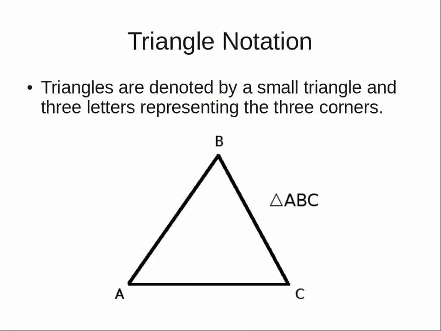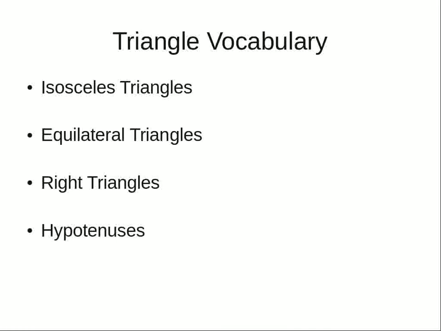Discussion. Triangles are denoted by a small triangle and three letters representing the three corners as shown in the diagram. Okay? Triangle vocabulary. Isosceles triangles refers to triangles that have two sides that are congruent. Equilateral triangles refers to triangles that have three sides that are congruent. Right triangles refers to triangles that contain right angles. Hypotenuses, that's a term for the biggest sides of right triangles. Okay?